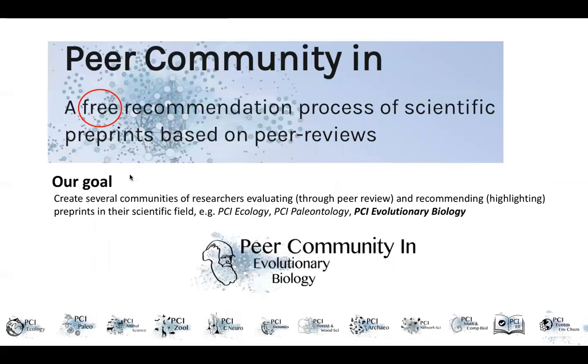And this is what we do at PCI. We create communities of researchers who peer review and recommend preprint articles in their field of expertise. There are currently 13 fields covered by PCI, including ecology, paleontology, and evolutionary biology.